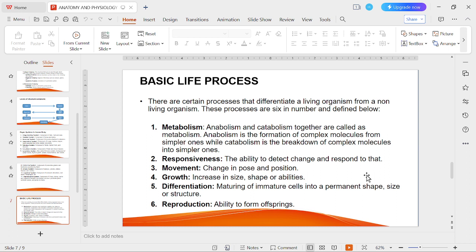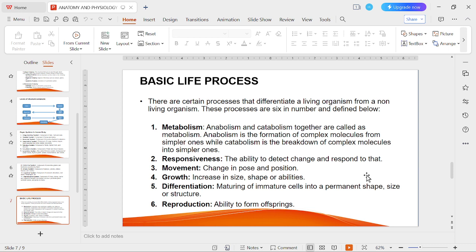Anabolism means the formation of a complex molecule from the simpler ones. So the simpler molecules combine and form a bigger molecule, a complex one, that is called anabolism. And catabolism is when a complex molecule breaks down into simpler ones so that it is easy to absorb by the body. Both of these processes go on in the body simultaneously. Some things anabolize while other things catabolize. Both of these processes together are called metabolism.